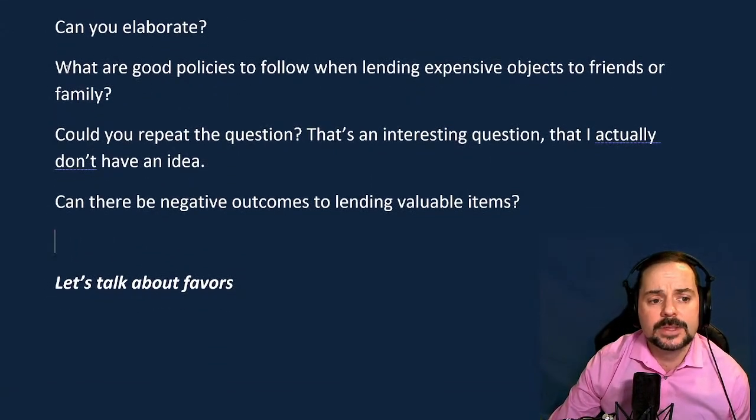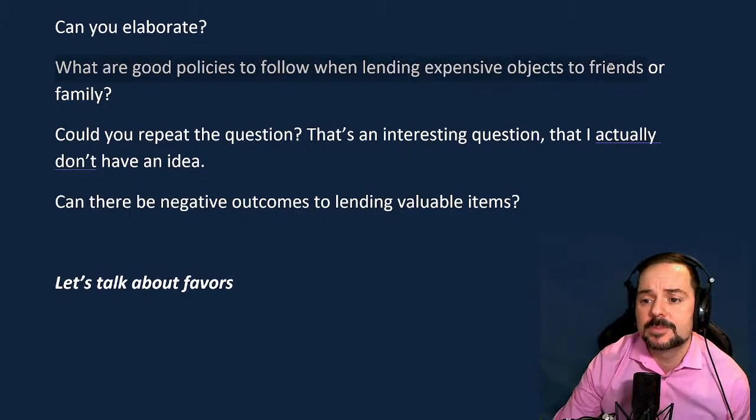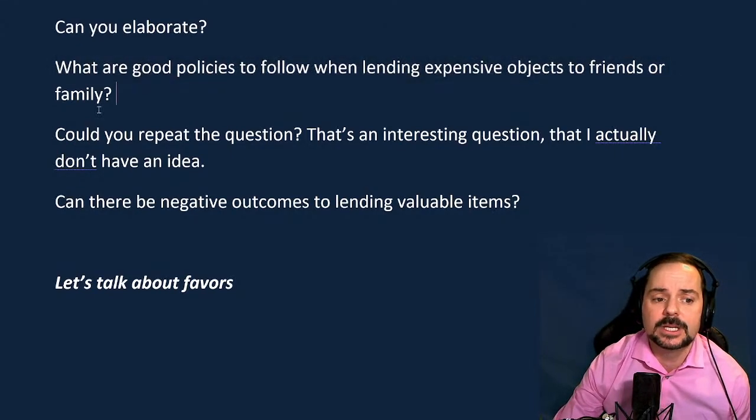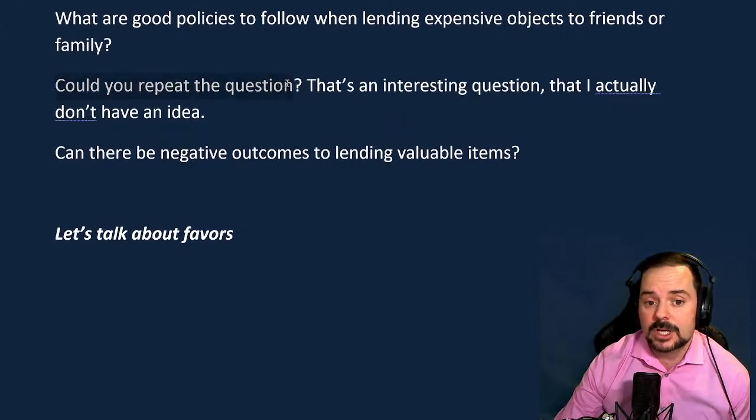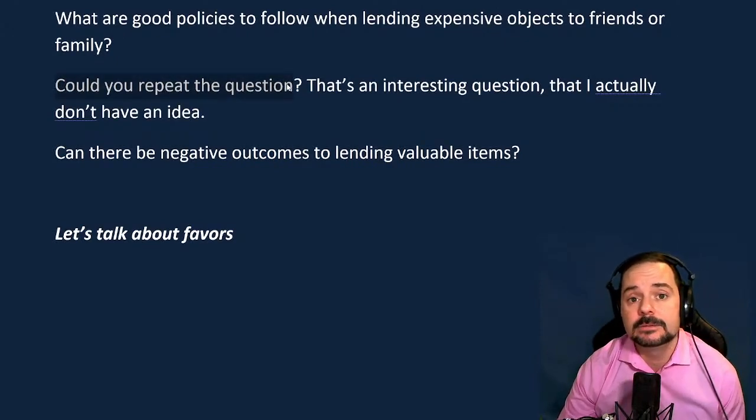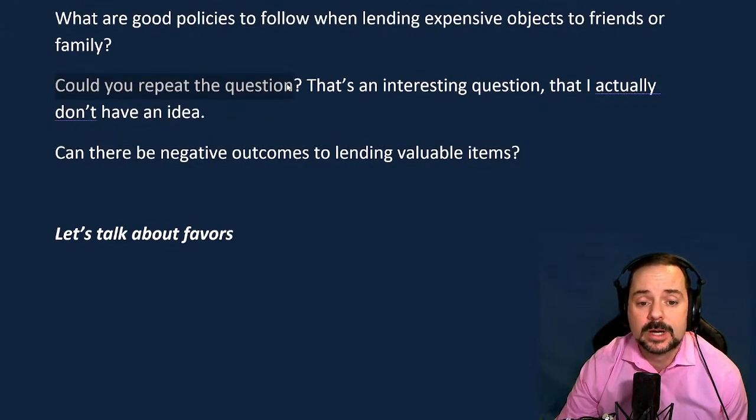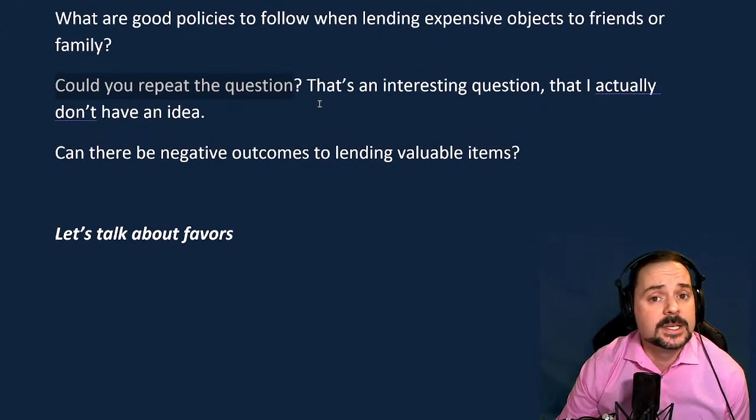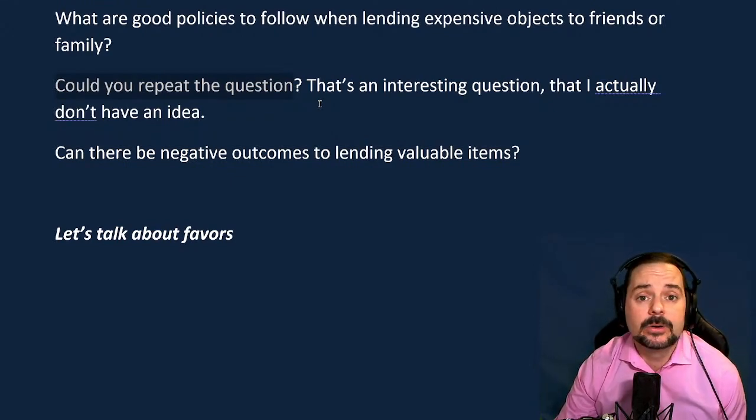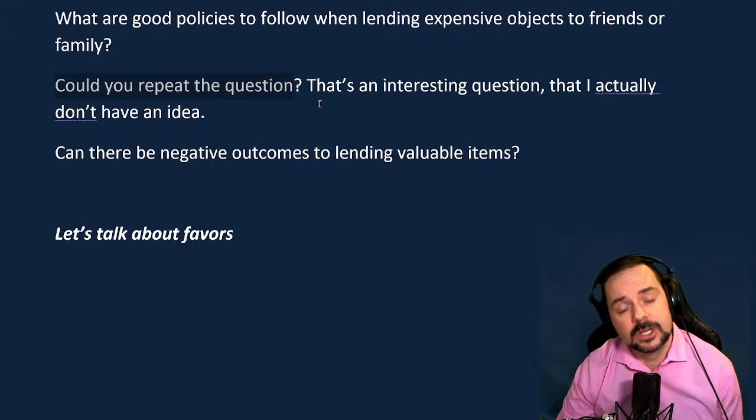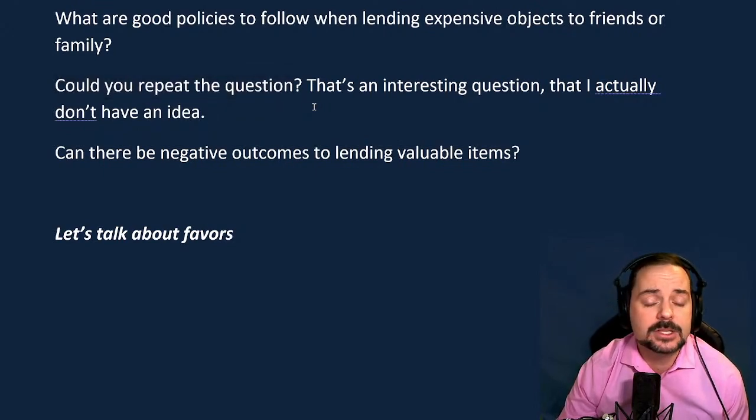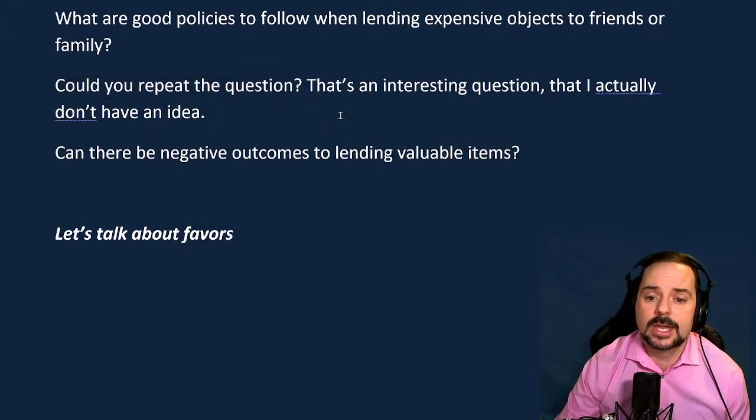So I asked Elon this question, what are good policies to follow when lending expensive objects to friends or family? And Elon said, could you repeat the question? So, yeah, sure, I can. The examiner can repeat the question. You can ask them to do that once or twice. Worst case scenario, they go to the next question. Okay? Best case scenario, they repeat the question, you clearly understand it, and you give a good answer. It's absolutely okay to do that.